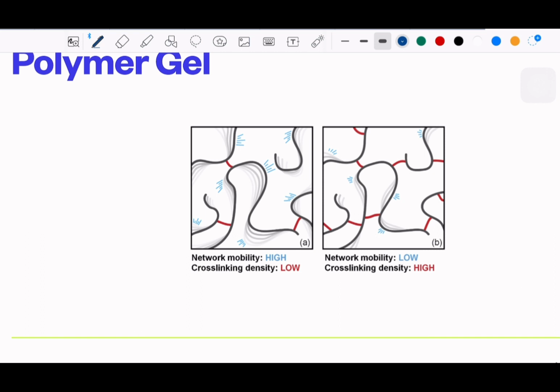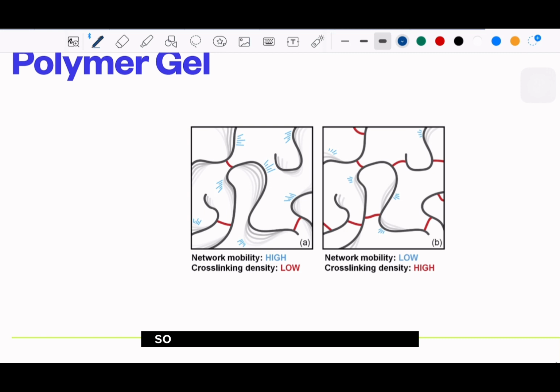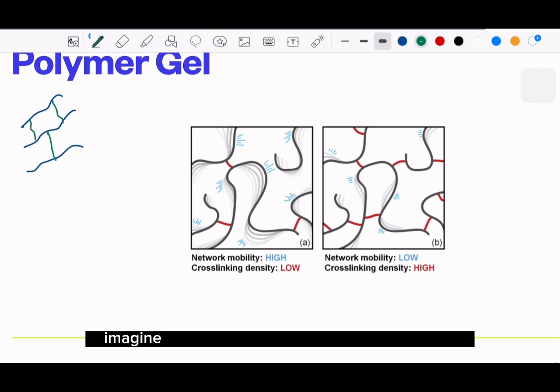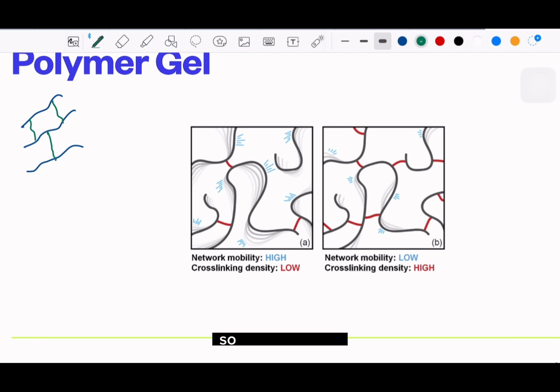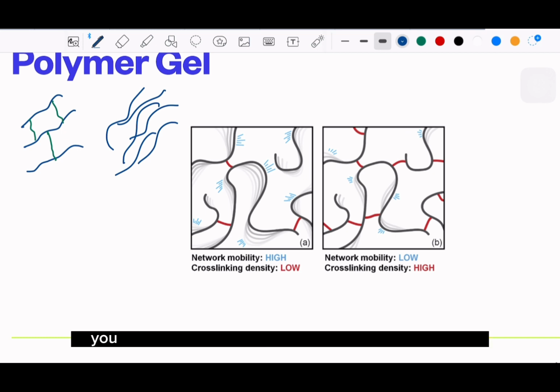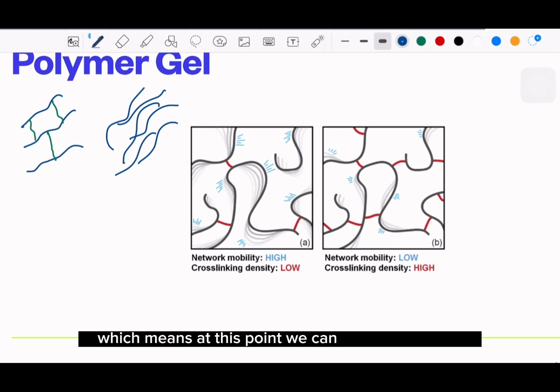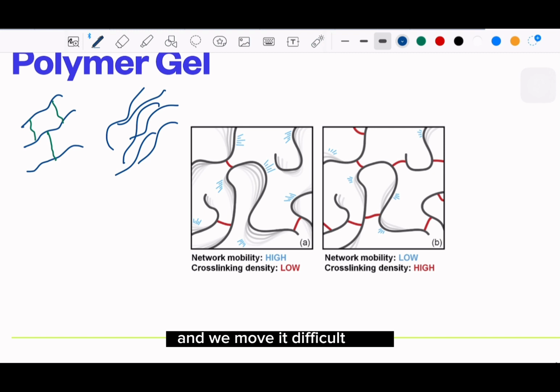Remember, the more you have the cross-linking, so let's just take this example. If you have a linear polymer chain, imagine you can squeeze it like noodles. So you can squeeze, right? You can stretch in every possible way. But in cross-link, if the cross-link is high, this point can have much more, and when we move it, it's difficult, right?